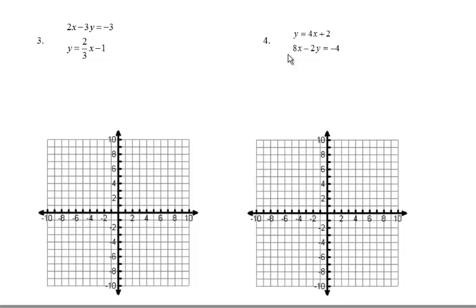Let's try 2 more examples. In these 2 examples, we're going to find that sometimes we don't get one solution. It's possible to get many or no solution. So we're going to take a look at those scenarios.